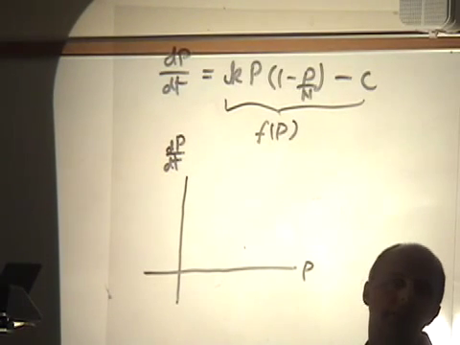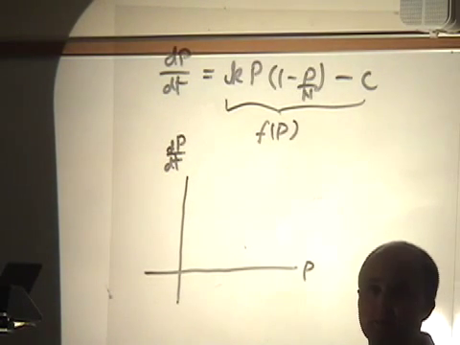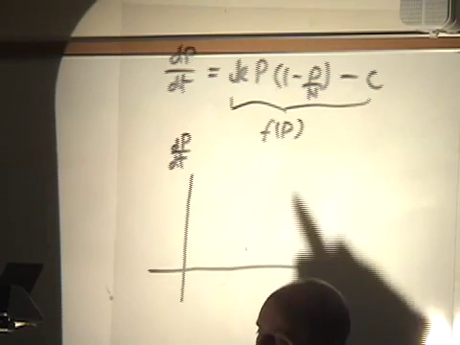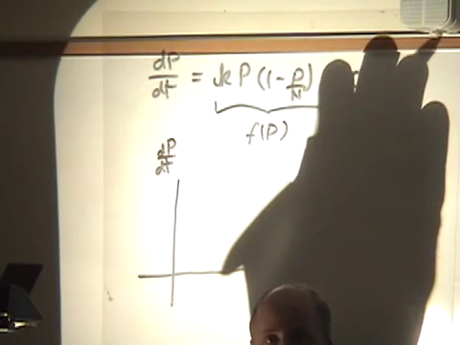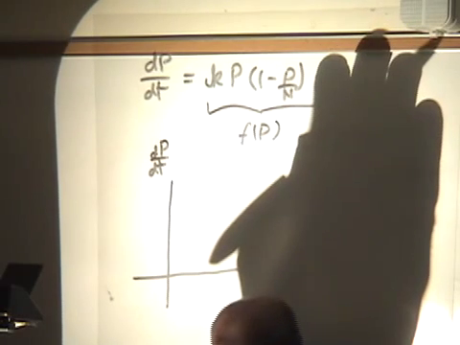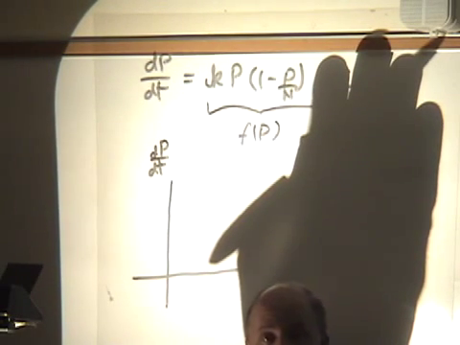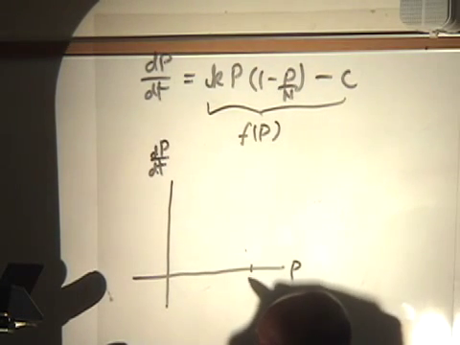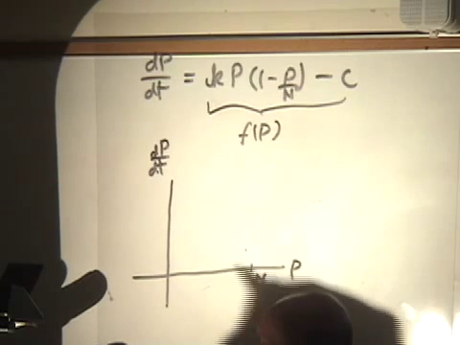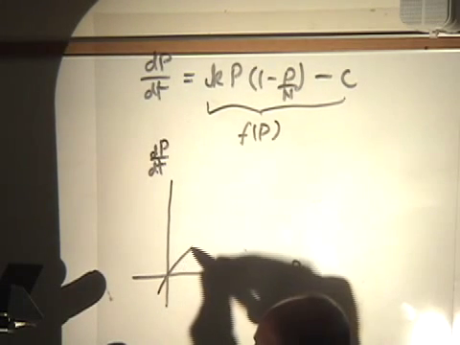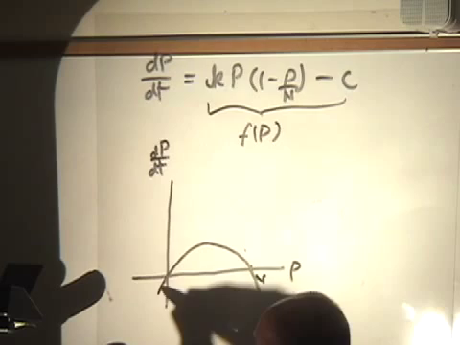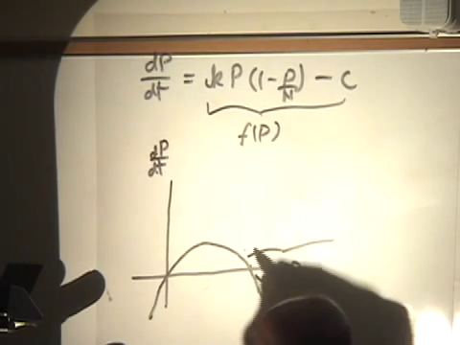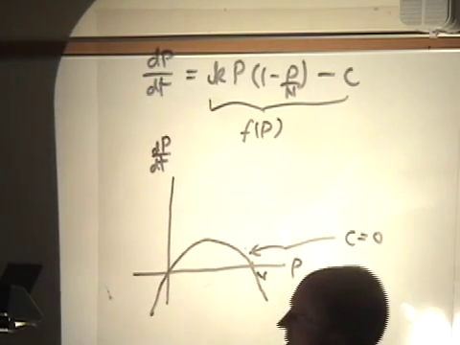If c happened to be 0, let's just pretend that for the moment, I would also know the roots. If c were 0, this term would be gone. The roots would be p equals 0 and p equals n. Think about that for a second. P equals 0 and p equals n are going to be the roots. So I could draw a picture like this. That's the graph of the right-hand side when c equals 0.